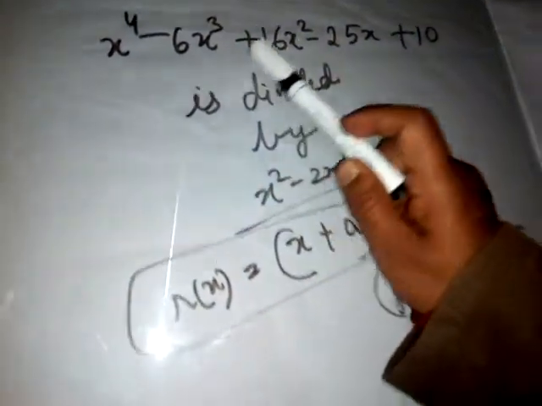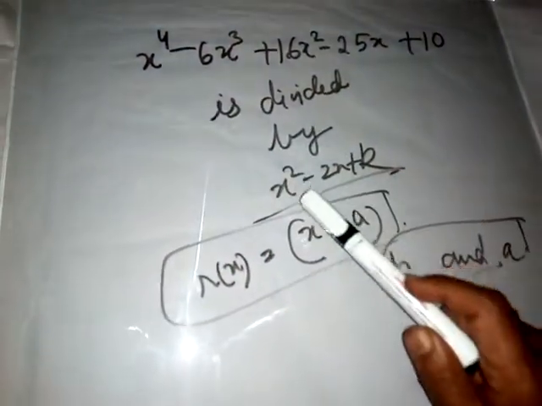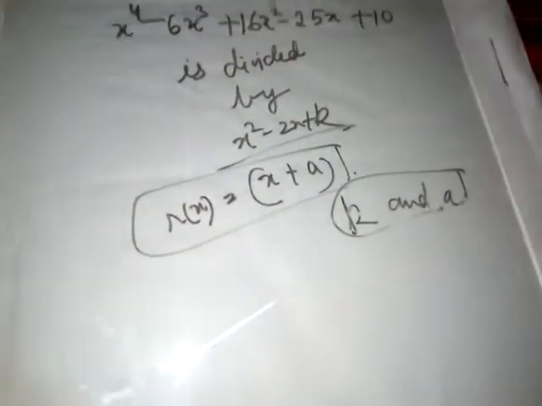The question goes like this. When x to the power 4 minus 6x cube plus 16x square minus 25x plus 10 is divided by x square minus 2x plus k, the remainder is x plus a. Find the value of k and a. So one method is the long division method.